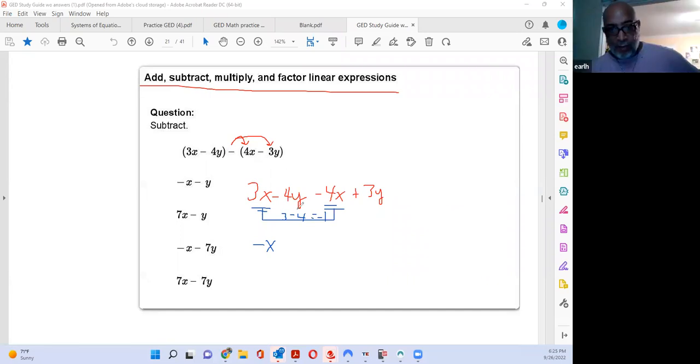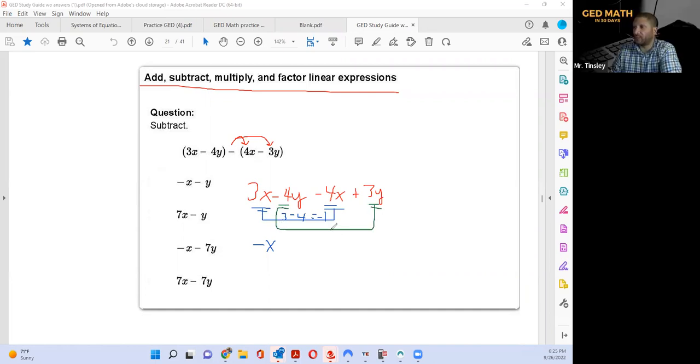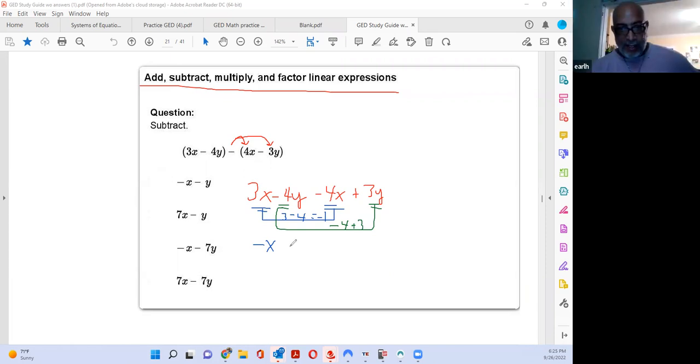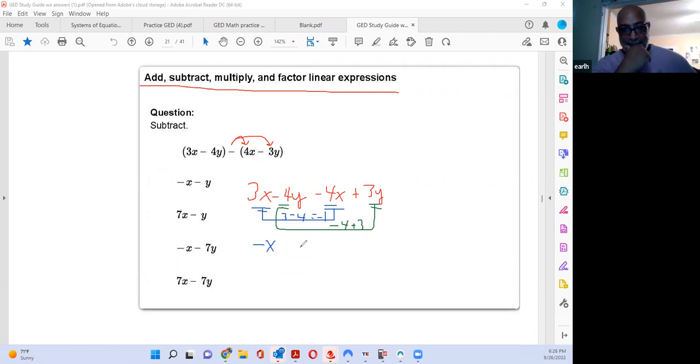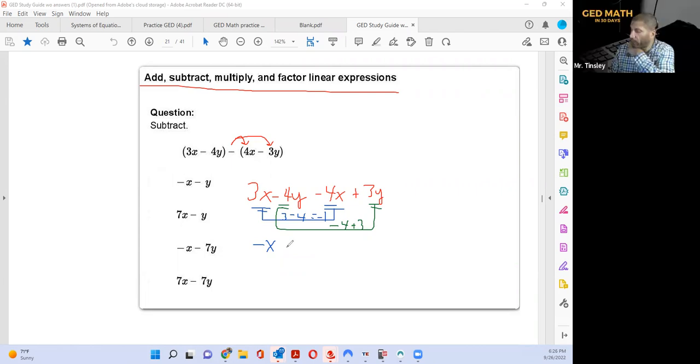Do we have any other like terms? Yeah, negative 4y and plus 3y. Again, we look at the coefficients. We got minus 4 plus 3. What is minus 4 plus 3? Negative 1y. If you don't know your signed numbers, use your calculator every single time because you don't want to make mistakes.